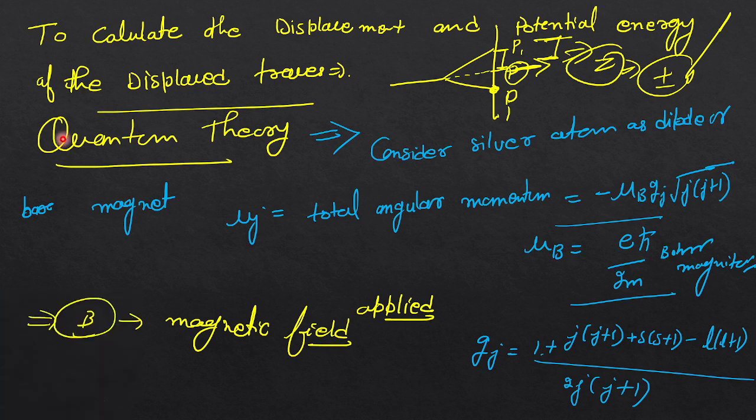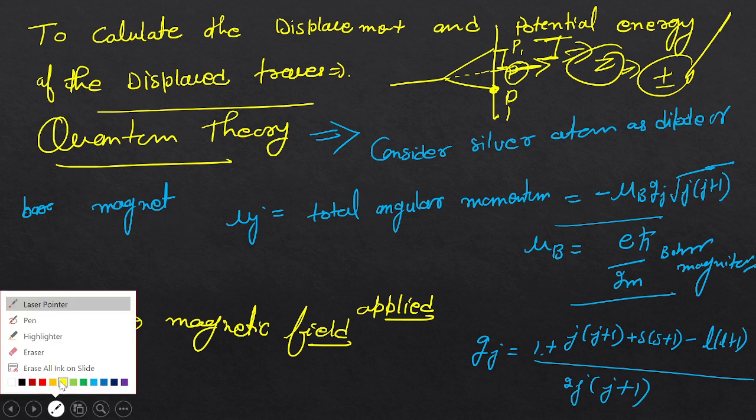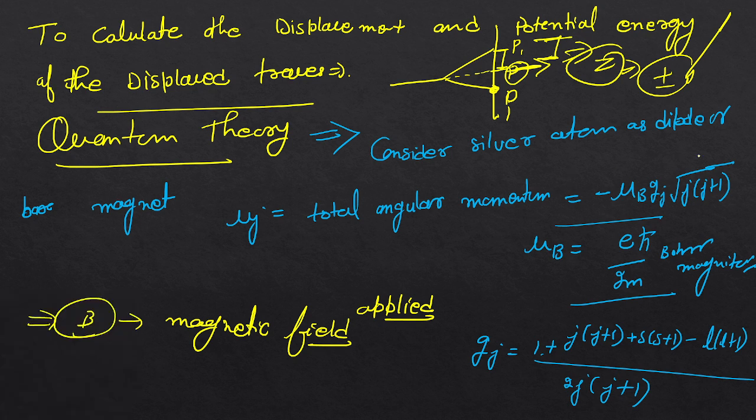Let's say we will prove this by the quantum theory. And what did quantum theory say? It said to consider a silver atom as a dipole, or a bar magnet. Let me explain it a little bit. A dipole means it has two poles, like a bar magnet, north and south. You are expecting it like this.